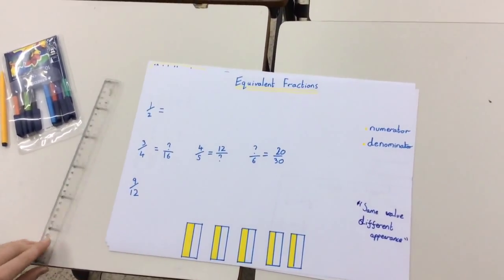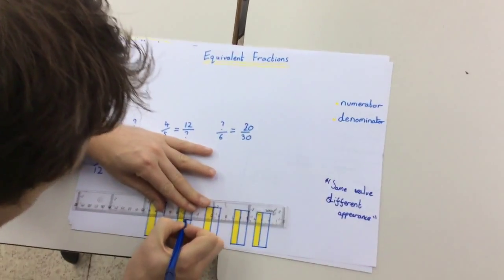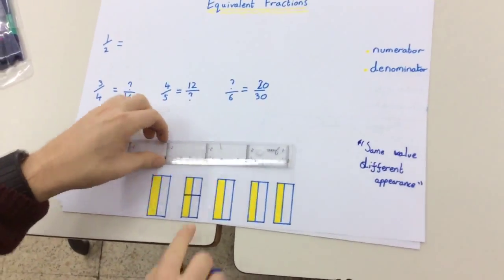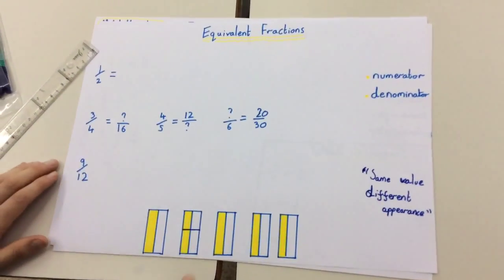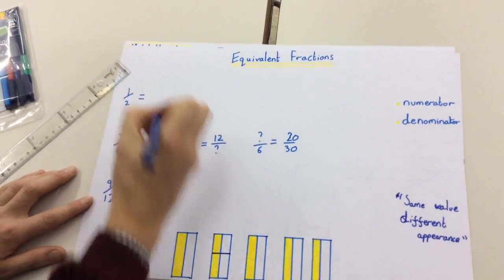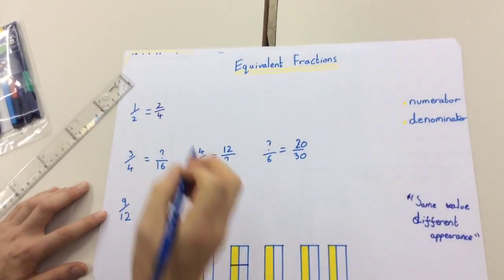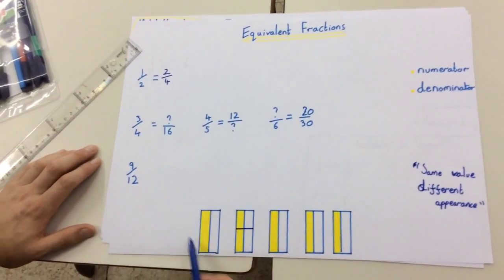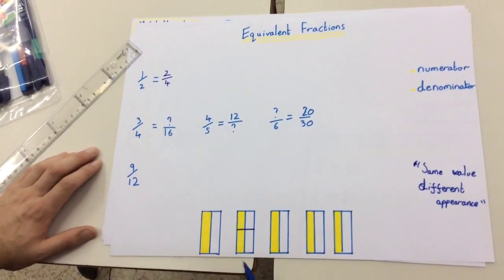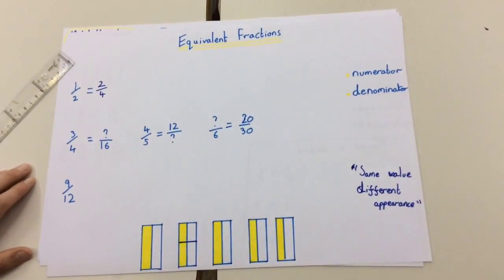Well, often though, we can split things up in different ways. So if I split this half up now into quarters, you can still see that the same amount is shaded. So here I've got 2 quarters. So 2 quarters is the same value as a half, it just looks different. And so we have a saying, same value, different appearance.